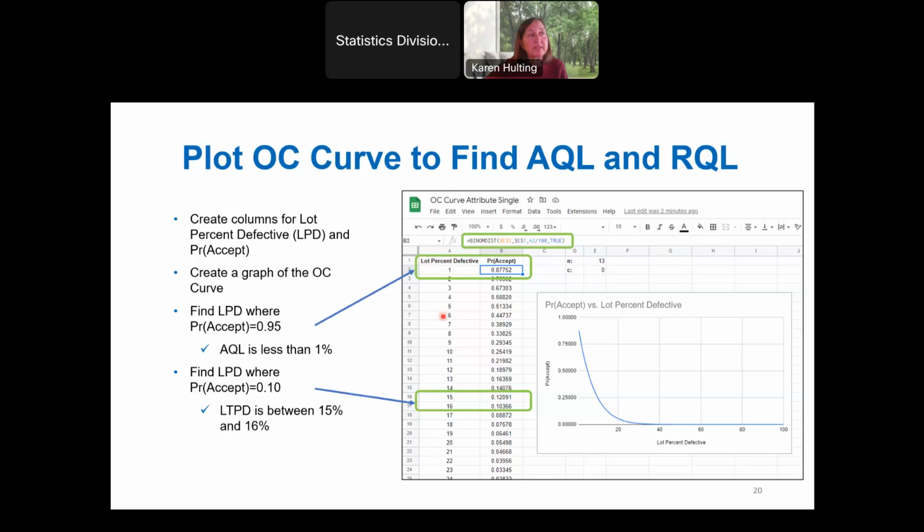My first column is going to be a series of values of lot % defective. I happen to start at 1 and go up to 50 or something like that, maybe up to 100. But you can start closer to 0 if you want more discrimination, and we'll see that in another example. But in this case, I started at 1, and then I just have to program in what is the probability of acceptance.